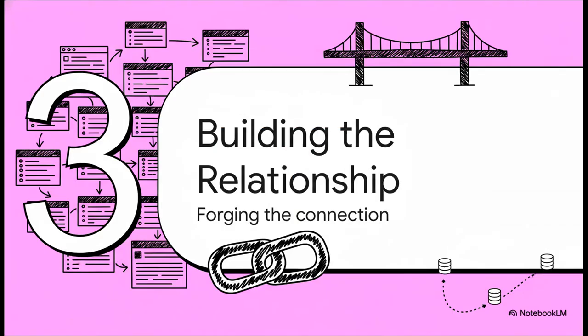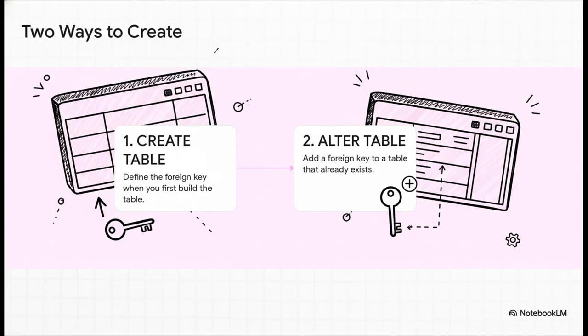Okay, so that's the theory, but how do we actually go about building this bridge in a real database? Let's take a look at the actual code. You've basically got two main ways to get this done. You can either set up the foreign key from the very beginning, right when you're first creating a table, or you can go back and add that relationship to a table that's already been built.